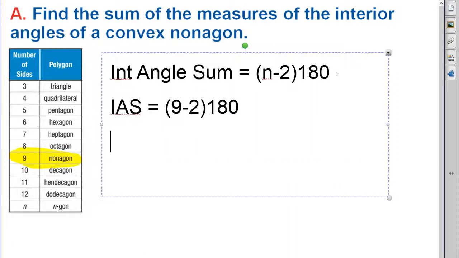Interior angle sum equals 7 times 180, which equals 1260.